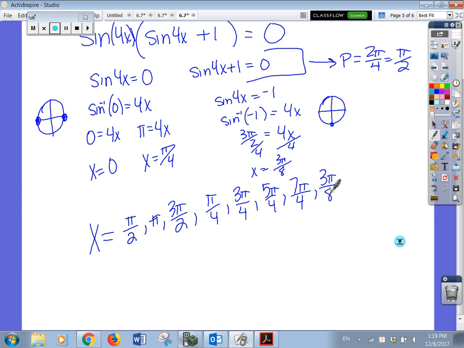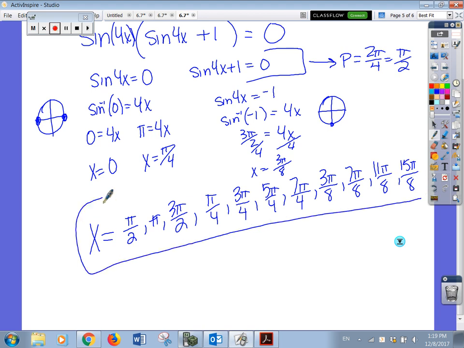You can add and subtract the period until you get too small or too big. If you subtract the period, you're already negative, so we're not going to subtract, so all we're going to do is add. So we add pi over 4, which is 2 pi over 8, to that, so we get 5 pi over 8. Add another pi over 4, 7 pi over 8, then 9 pi over 8. 11 pi over 8 is bigger than 2 pi, so there are your answers.